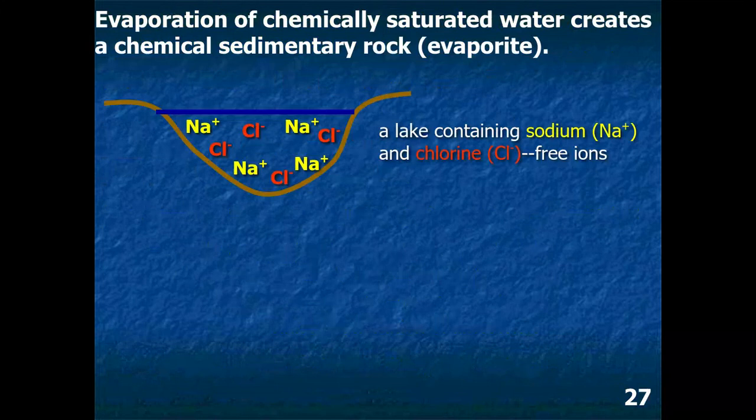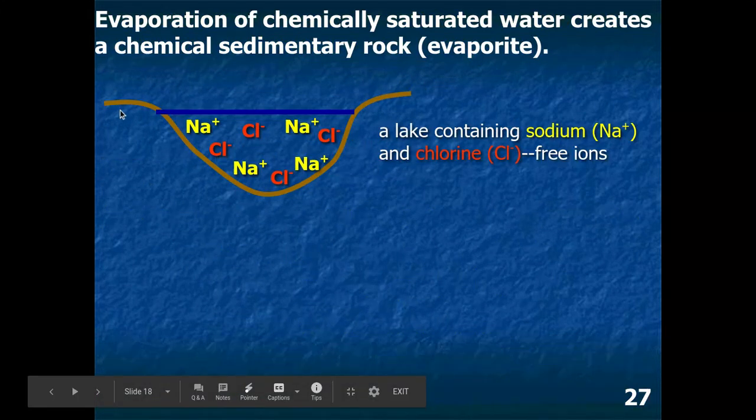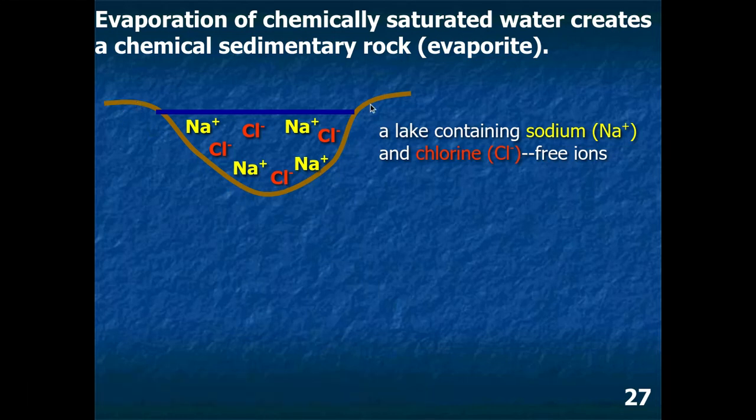So in my example, if you look at my screen, I have a cross-sectional view of a little quiet water body. It has sodium and chlorine ions that are already dissolved in the water. And what we're going to do is allow evaporation to take place in this water body. And so as evaporation takes place, what's going to happen to the water level?